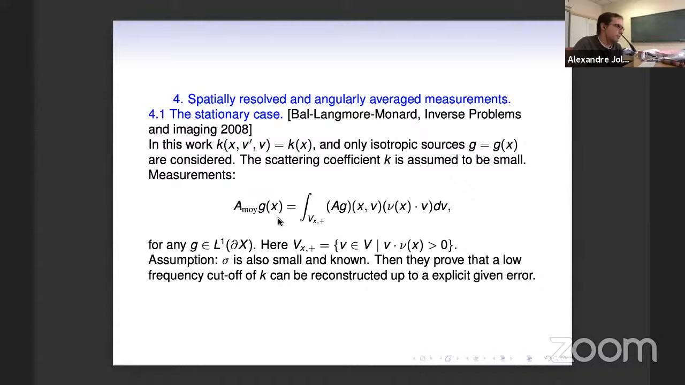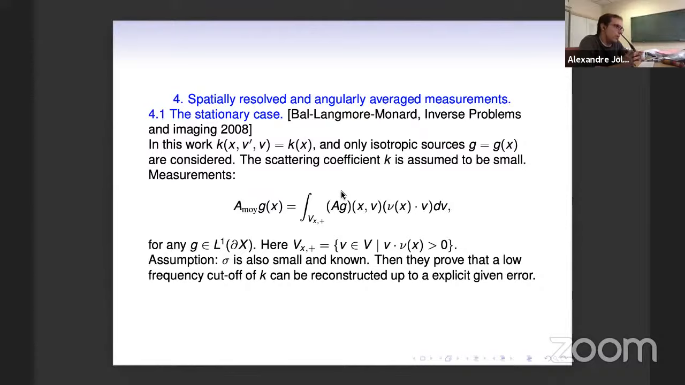So this is our new albedo operator. In this work, they were interested in recovering K from these new measurements and sources. They did an analysis under the assumption that K is now only isotropic, so K depends only on X, and sigma is known and small. By careful analysis, they were able to prove that in that case, you can recover some of the low frequencies of K up to some explicit error.